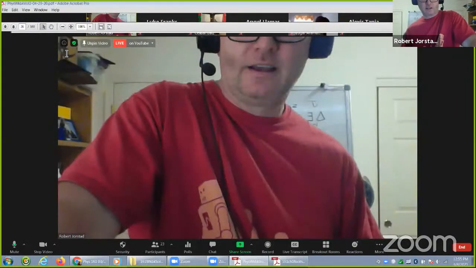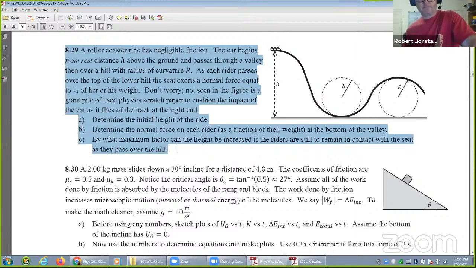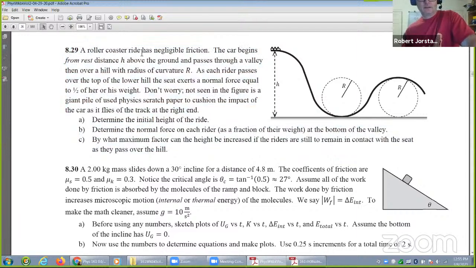So here, let's take a look at this one, 8.29. A roller coaster ride, negligible friction. The car begins at rest from height h above the ground, passes through a valley and over a hill. As each rider passes over the top, we want a normal force equal to half of his or her weight. Oh, thank God, there's a giant pile of used scratch paper at the end to cushion the impact as it flies off the track. Got it.